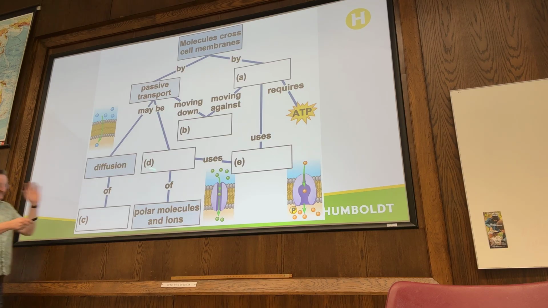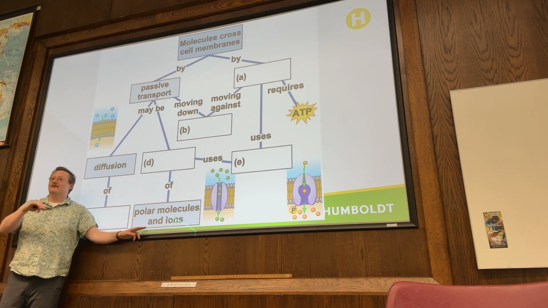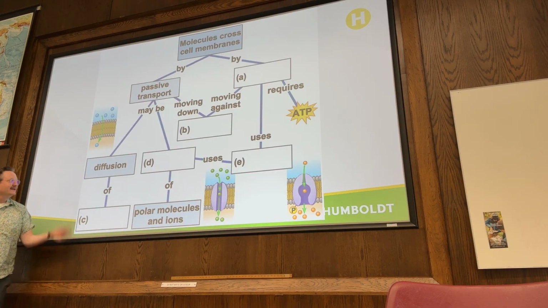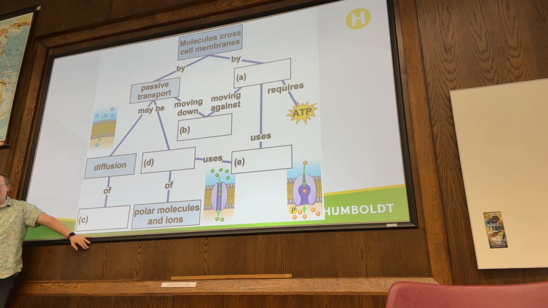Facilitated diffusion will be of polar molecules and ions, things that wouldn't normally cross the phospholipid bilayer. Regular old diffusion like this, what does that work with? Hydrophobic, exactly. Hydrophobic molecules and small uncharged polar molecules. Small hydrophobic molecules are the fastest, they're going to go the quickest across.